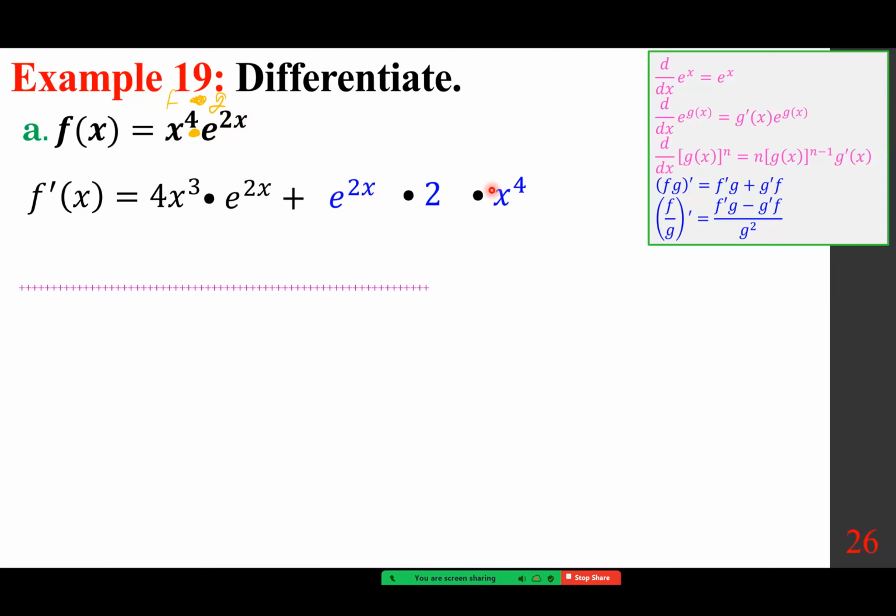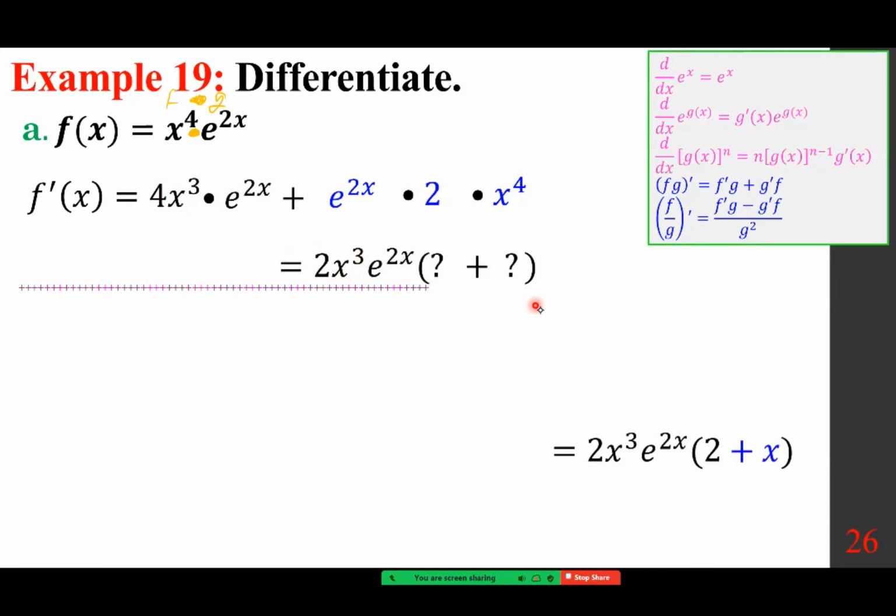Notice 4 and 2, 2 is in common, x cubed and x to the power of 4, x cubed is in common, e to the power of 2x is in common. So first, your common factor is 2x cubed e to the power of 2x. Now, if you divide this one by this one, everything goes away, you get 2. This one goes away, this one goes away, x to the power of 4 and x cubed gives you x, 2 plus x. So it's a simple factoring. I want to make sure that you get that.